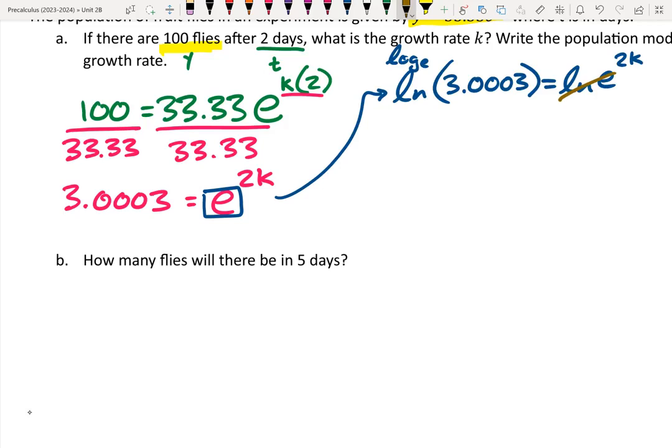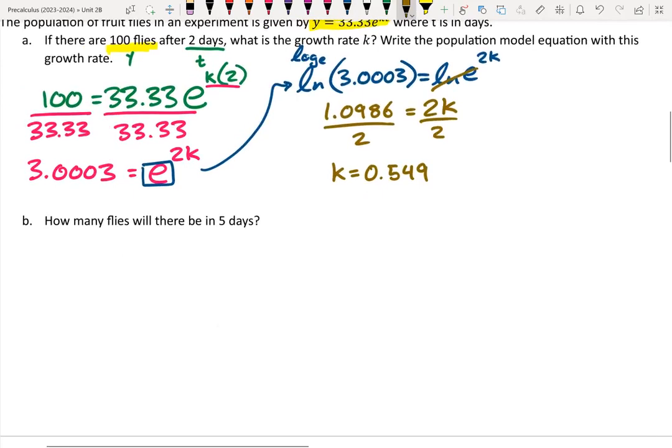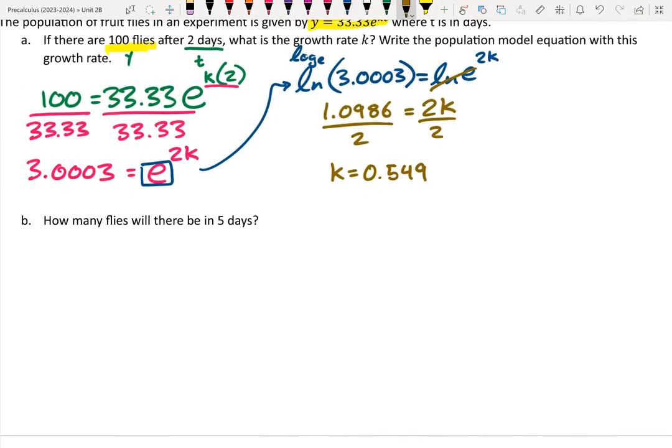And Jet, what did you get for the natural log of 3.0003? 1.0986. Okay. Equals 2k. And then what's our last thing to do, guys? What do we do? Divide by 2. So now we want to pay attention. This is not our final answer. What did they ask? They asked us to find what is the growth rate. All right, there we go.